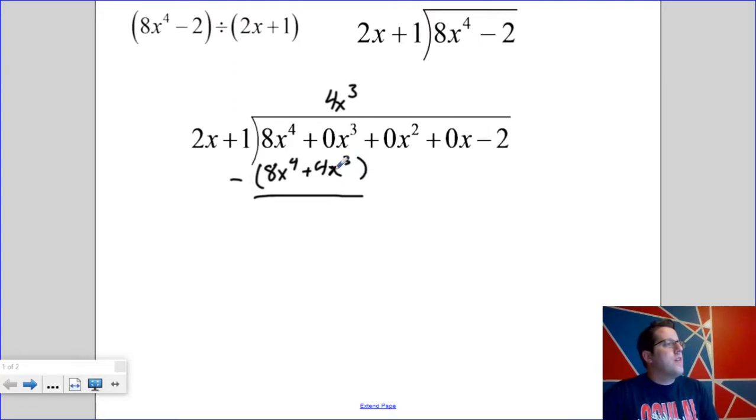And what you're going to have to get used to is just remembering when you're subtracting a positive, when you're subtracting a negative. Remember, you're trying to match the sign here.